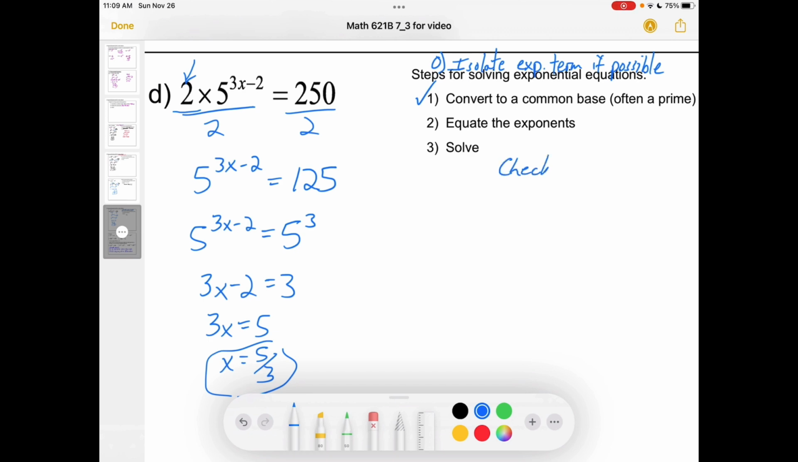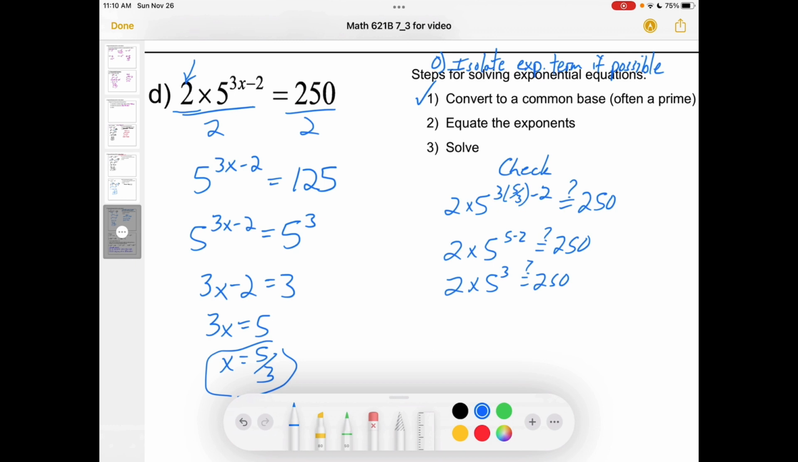Just for fun, we could check here. Does this work out? If I have 2 times 5 to the 3 times 5/3 minus 2, I'm just subbing in for x. Will that really give me 250? Let's check it out. That would give me 5 to the 5 minus 2. Is that 250? Let's see. Or 2 to the 5 times 5 to the 3. That's 2 times 120. Oh my gosh! It really does give us 250. Yay! Okay. So we can check. It's not required.